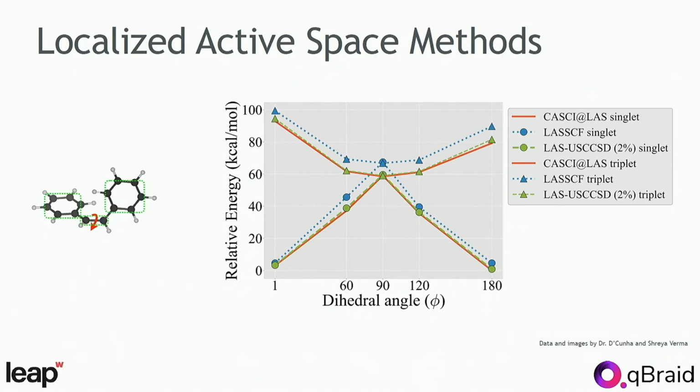What's of interest is how the system isomerizes, so how the angle between the two ends of the molecule changes as we change the angle from 0 to 180 degrees. And you see that LAS SCF, which is technically a fully classical method, does not capture a lot of the correlation energy. But then adding on LAS UCC, so adding in the quantum component to it, recaptures the correlation energy as seen with CAS, complete active space methods.